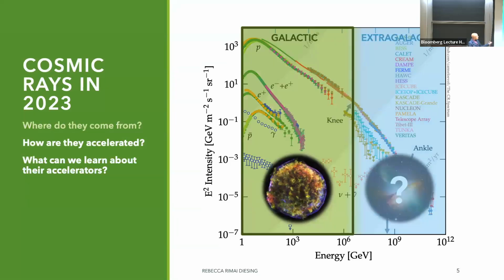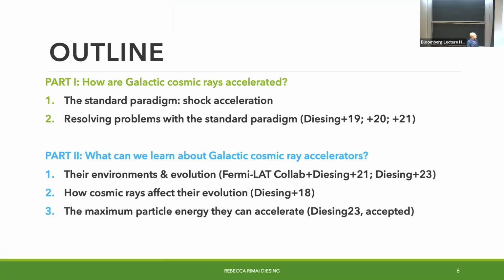Yeah, so that brings me to the outline of this talk, which is answering those two questions: how are galactic cosmic rays accelerated, and what can we learn about galactic cosmic ray accelerators? I'll start by going over the standard paradigm, which is shock acceleration and what kind of spectra you get out of it. Then I'll introduce some of the issues with that standard paradigm. There are places where it doesn't seem to agree with observations. If we go into the microphysics of particle acceleration, we might be able to resolve some of those tensions between theory and observation. Then I will go to the second question and talk about what we can learn about galactic cosmic ray accelerators.